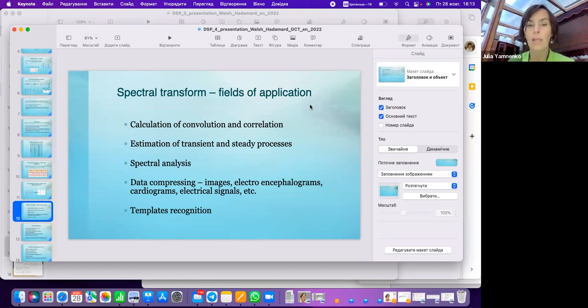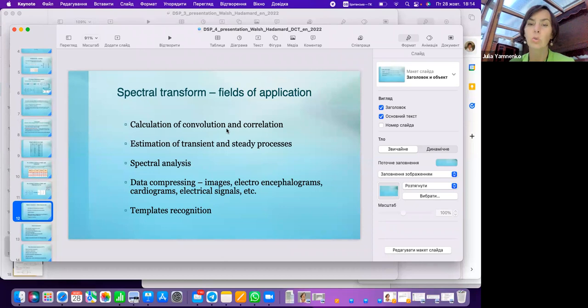So fields of application, of course, this is not a full list, but just examples where it could be used, where it could be applied. It's like a calculation of convolution and correlation. I already told you about the convolution function. It's a method that we use in electronics and electrical engineering for calculating and analyzing transient and steady state processes in electronic schemes.